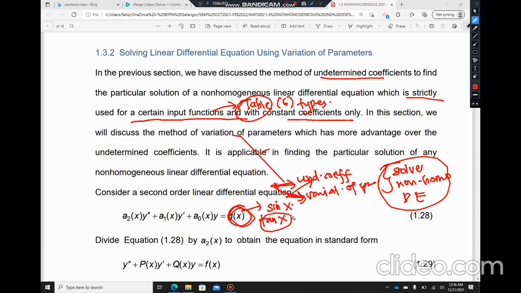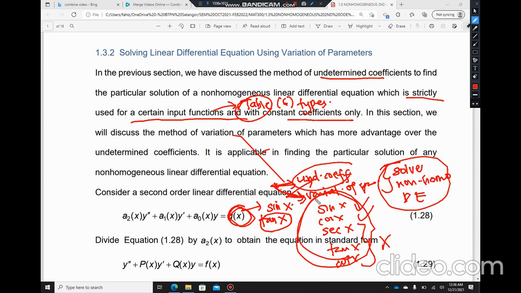function untuk tangent x. So maksudnya undetermined coefficient penggunaan dia tak meluas, certain function je boleh gunakan method ni. So contohnya kalau sebelah kanan tu sin x, cos x, yang ni awak boleh guna. Tapi kalau diberi contohnya secant x ataupun tangent x ataupun cot x, yang ni dah tak boleh guna undetermined coefficient. Okay, then kalau variation of parameters, more advantage over the undetermined coefficient sebab dia boleh gunakan semua jenis function. Semua ni dia boleh gunakan using variation of parameters.